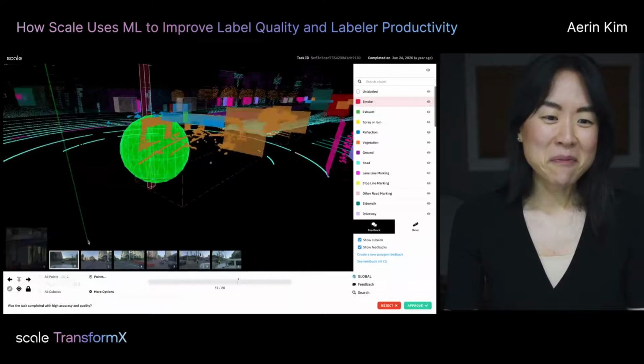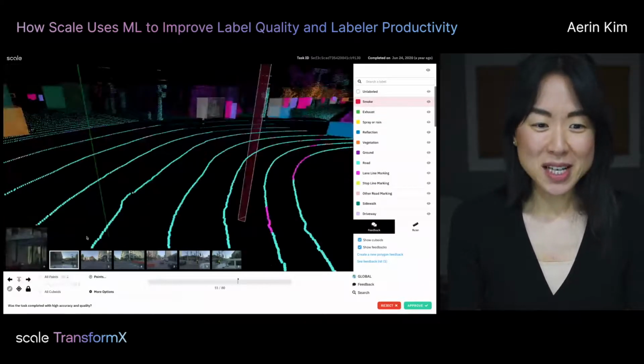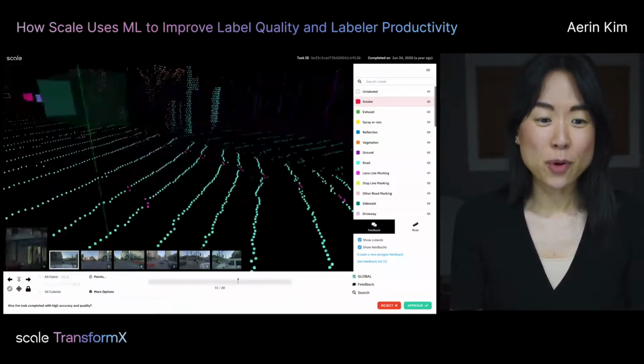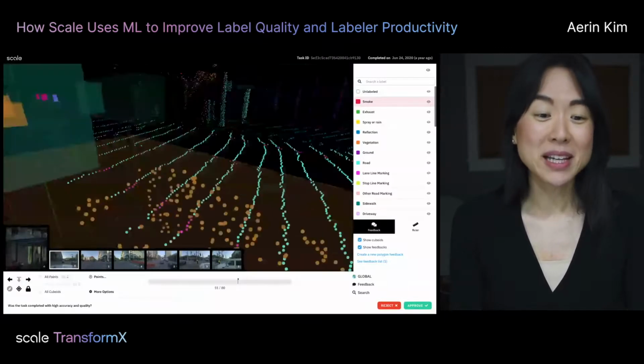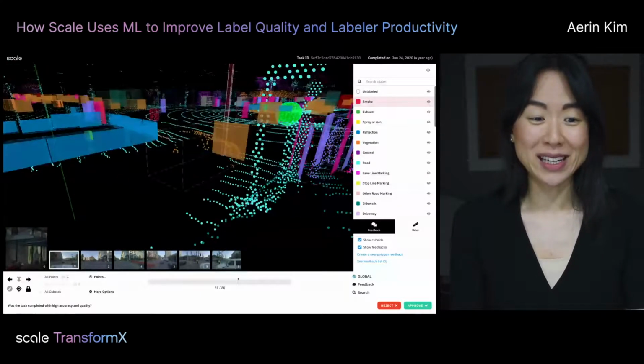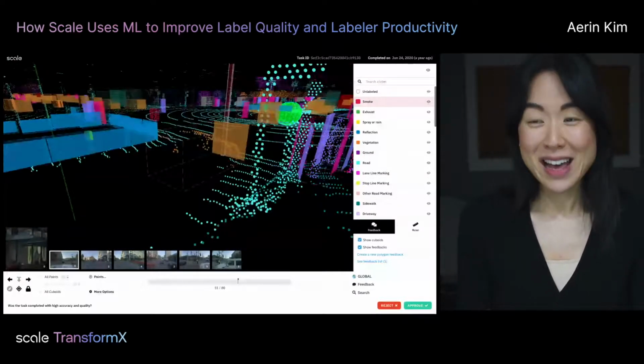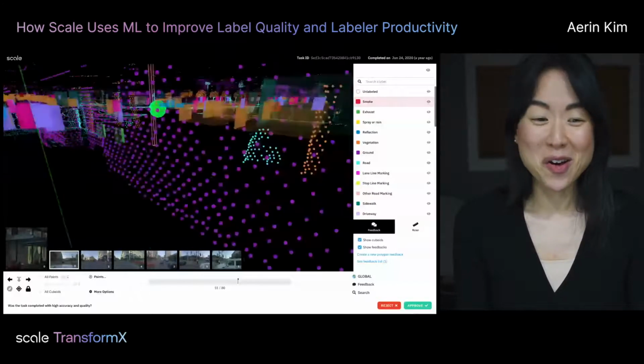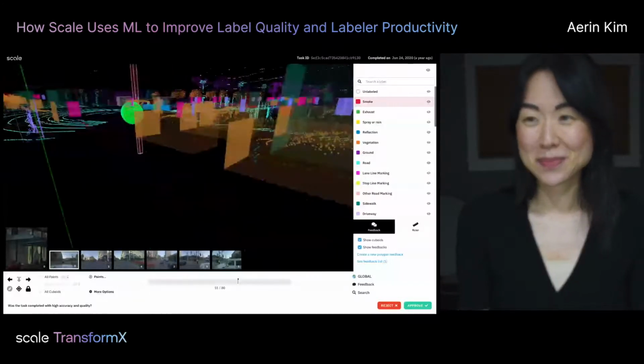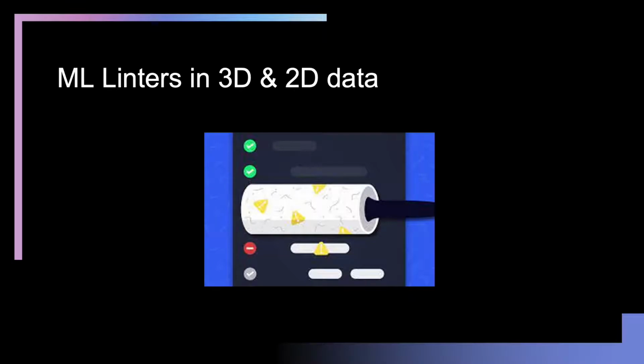The tool that you're seeing here is not just for science experiments. This is an actual production pipeline producing millions of cuboids per week. And this is how we power the entire world's 3D annotation needs. Okay, so that was the introduction of our platform.